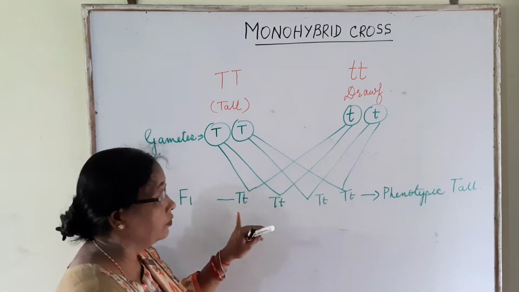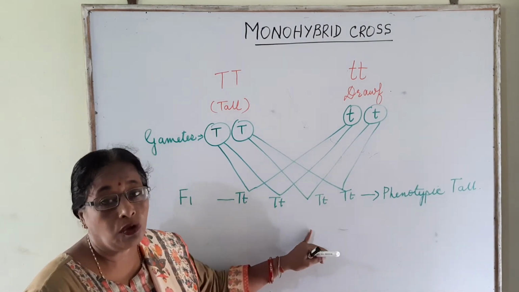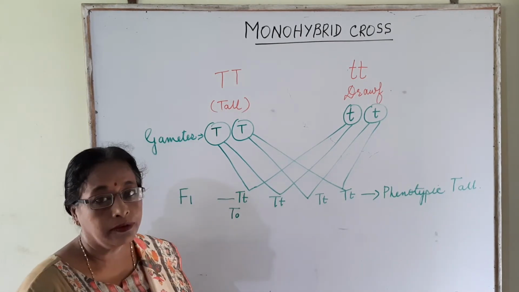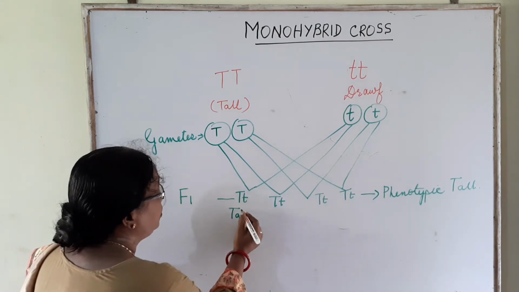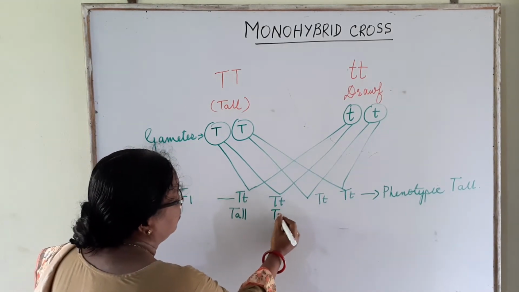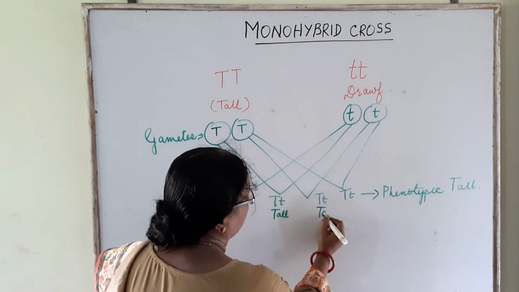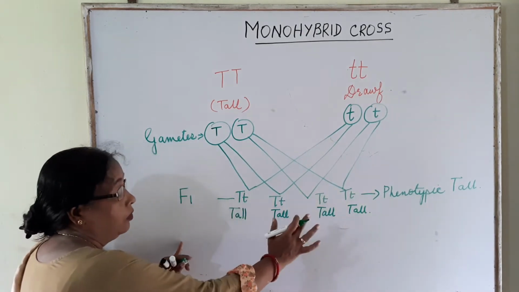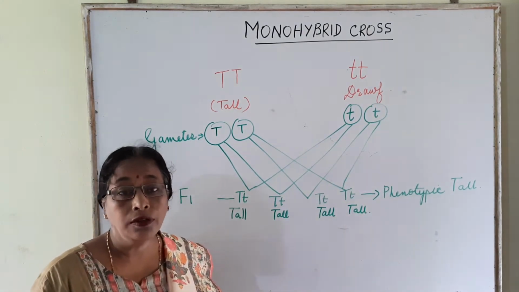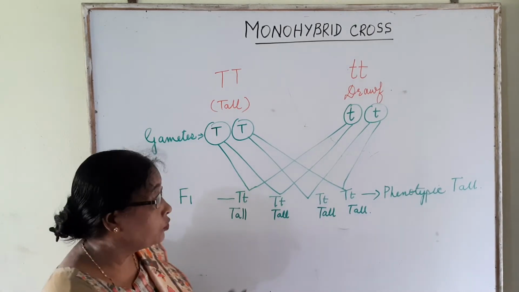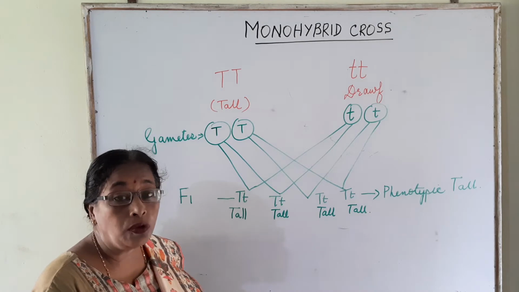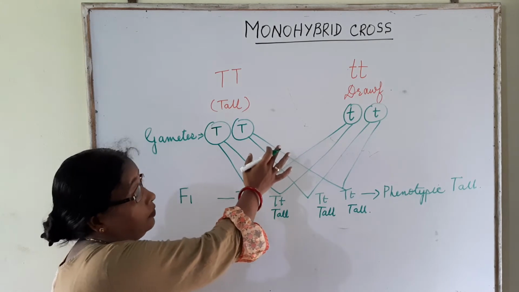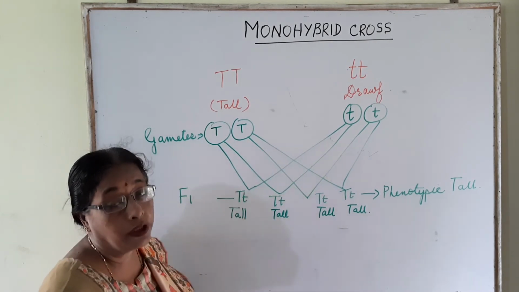This is a hybrid which shows tallness. Tallness is the character in all the four progenies. You see, all the progenies are tall. So all the progenies in the F1 generation were tall. Mendel was surprised. There was no dwarf character seen. Pure dwarf was not seen. Mendel took two pure line characters, the pure homozygous characters, tallness and dwarfness.